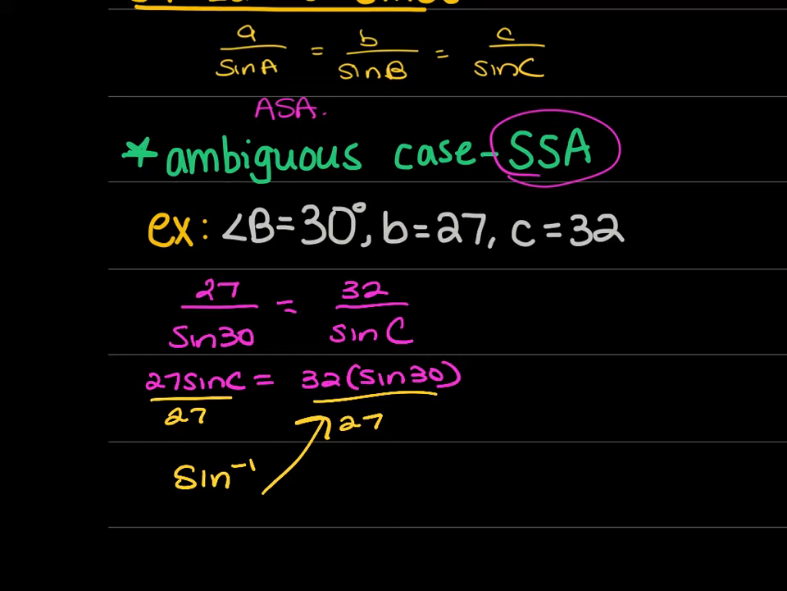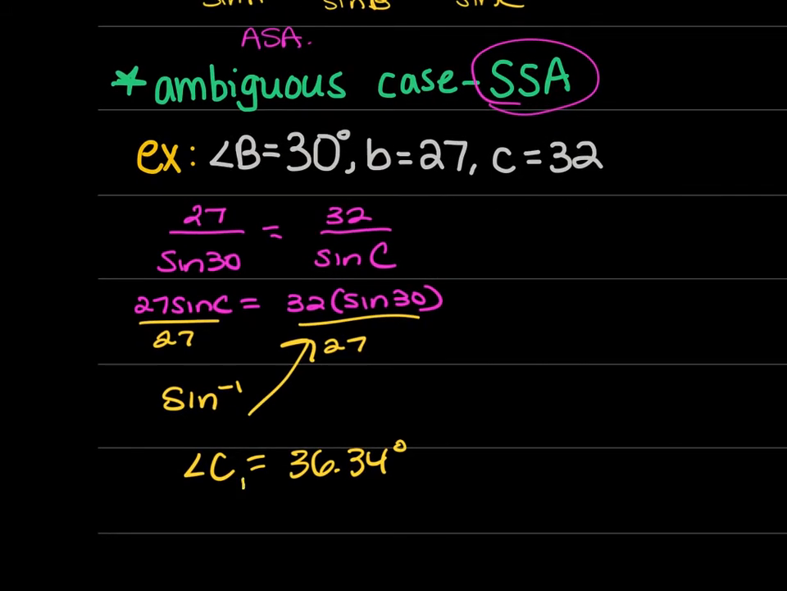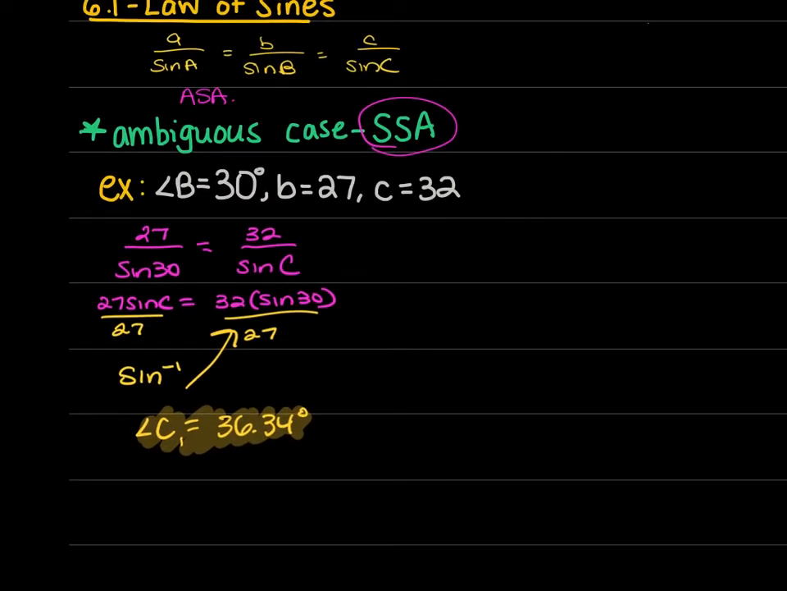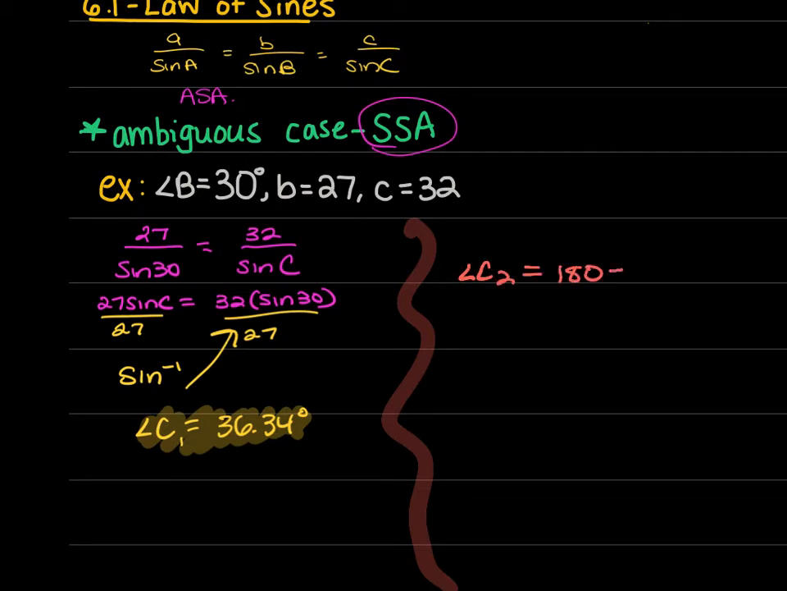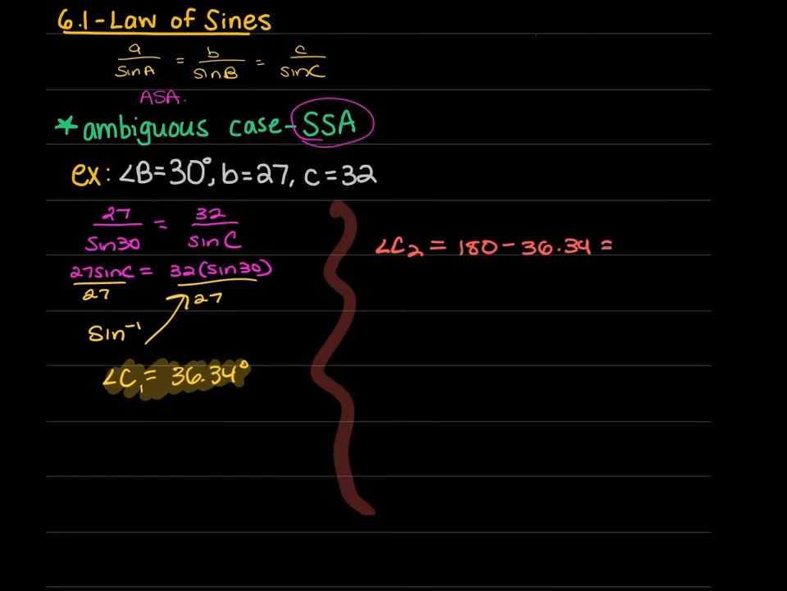And then second, sine inverse that answer. Don't round it until you get to this point. So angle C is 36.34 degrees. And because we're assuming there's a second triangle, we're actually going to call that C1. And then I'm going to divide my page here so that I remember to go back for the other one. So this would be a C2. And I would find it by doing 180 minus the one we just found. So 180 minus 36.34 is 143.66. That's angle C2 is what we're going to call that.